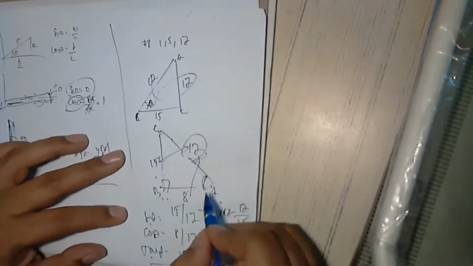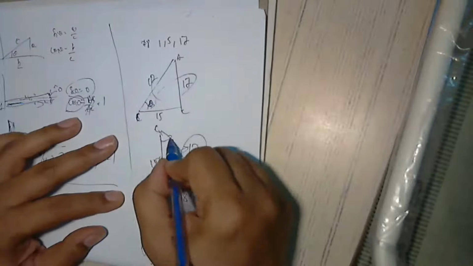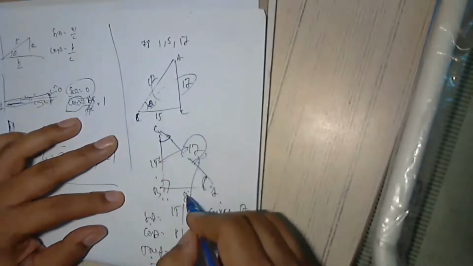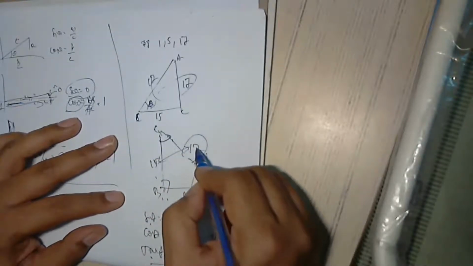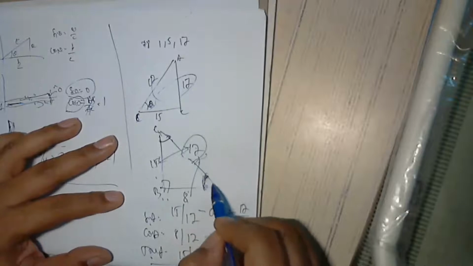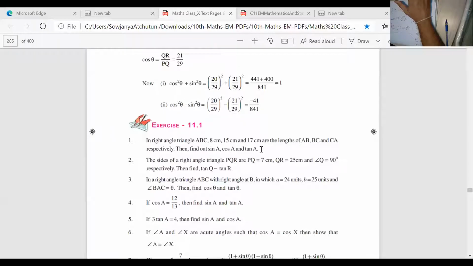So we can define for A. Similarly, we can define for C also. C means opposite is 8, 17, like that. So it is asked only for A. So we have found out.